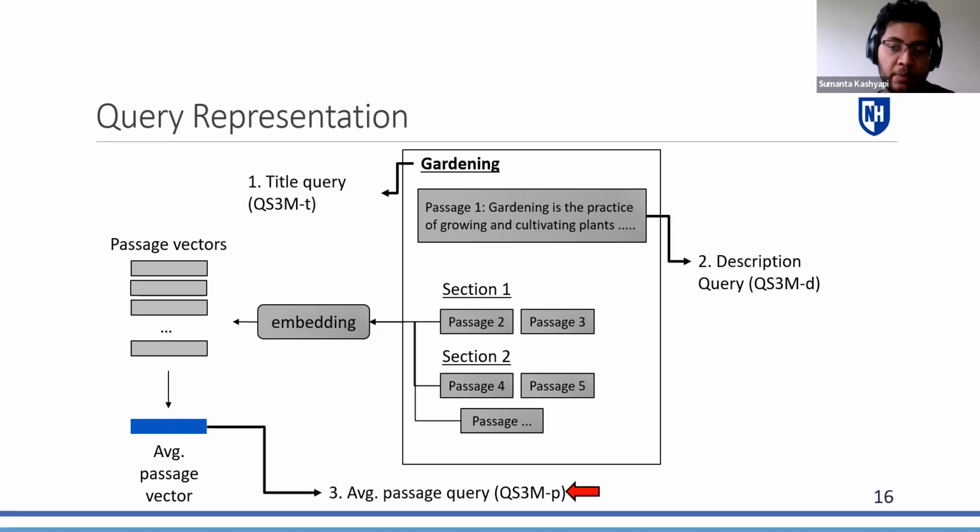Another way is to obtain the embedding vectors of all passages in the Wikipedia page and then use the mean embedding vector to represent the query. This approach is referred to as the average or mean passage query, and the resulting model is referred to as QS3MP.